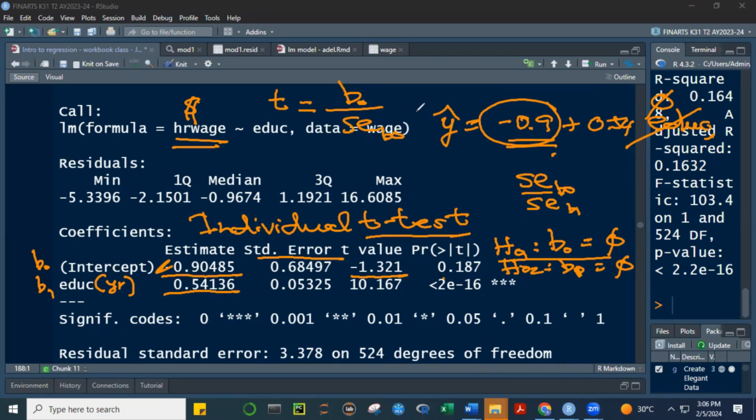Can you kindly, class, if that's the formula, if you get negative 1.321, kindly confirm by texting yes. If you got this value, negative 1.321. So this is the estimate. This is the standard error. The formula for the t is just the estimate divided by the standard error. Are you getting negative 1.321 and 10.167? Waiting for your chat, please.